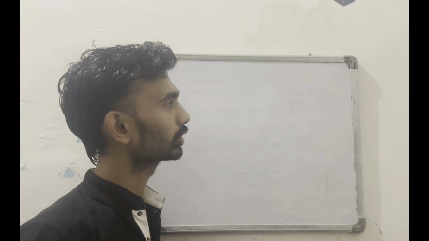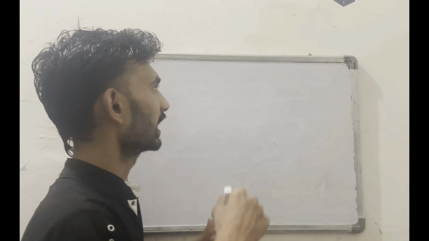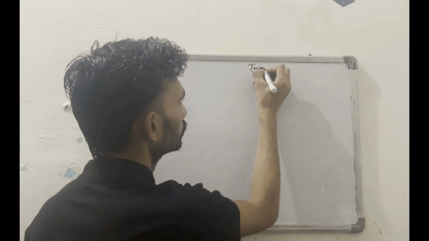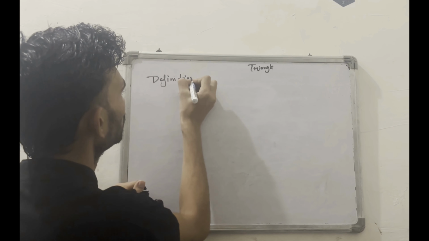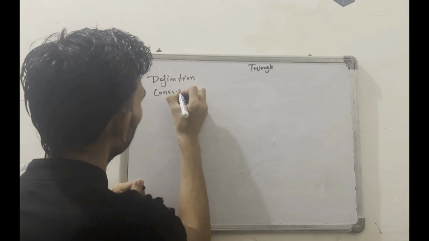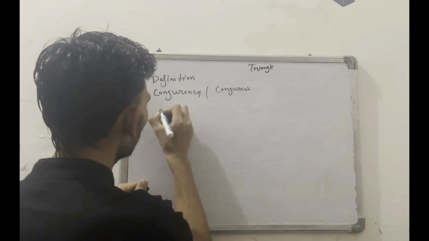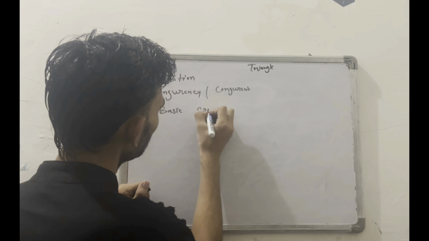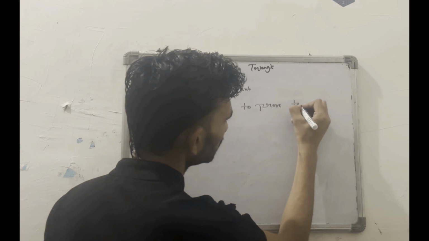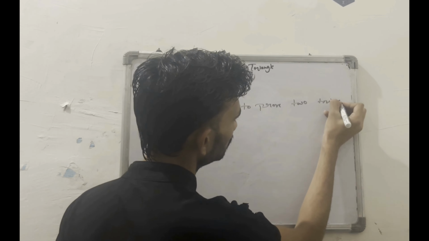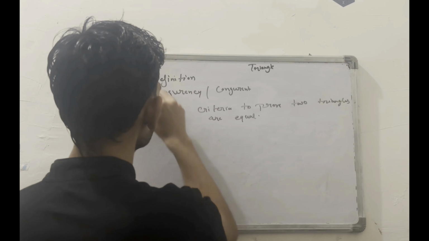Everyone. So in today's session, we are going to talk about chapter 7 of NCERT class 9. Okay, the chapter 7 is your triangle. So in today's session, we are going to talk about your definition of triangle, then congruency or congruent, and the basic criteria to prove two triangles are equal. Okay, we will talk about these three things.